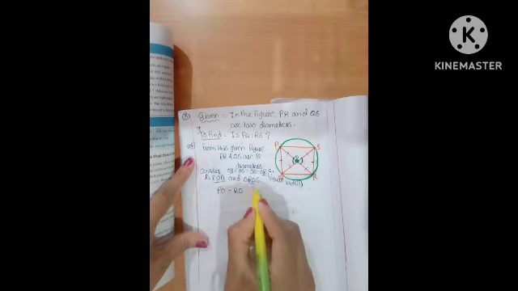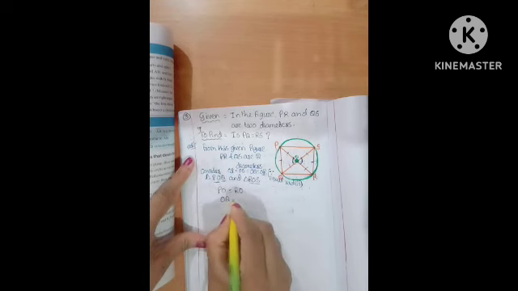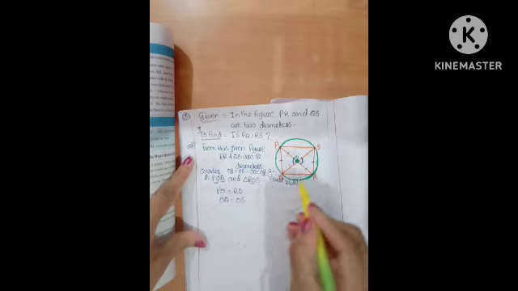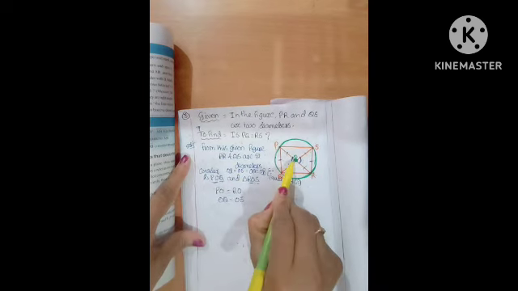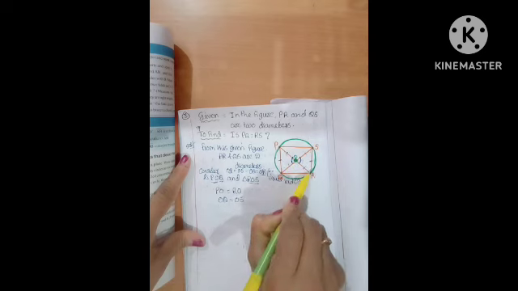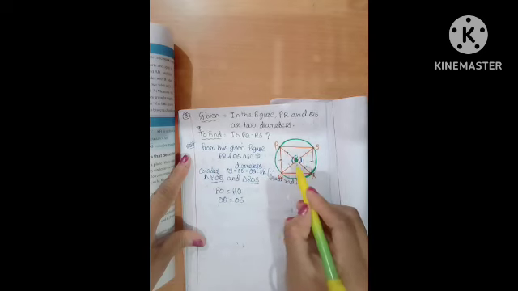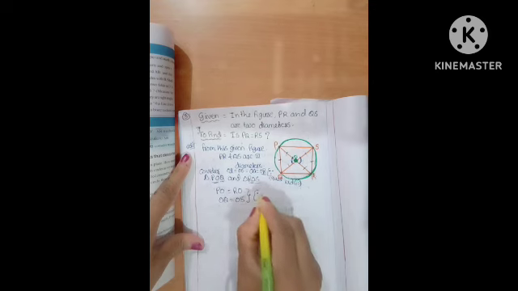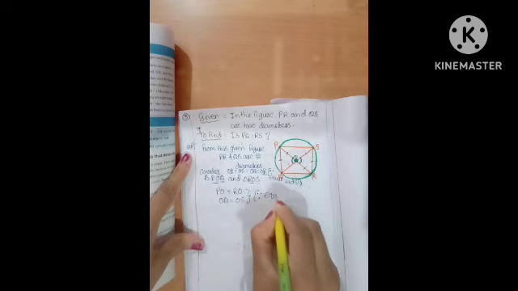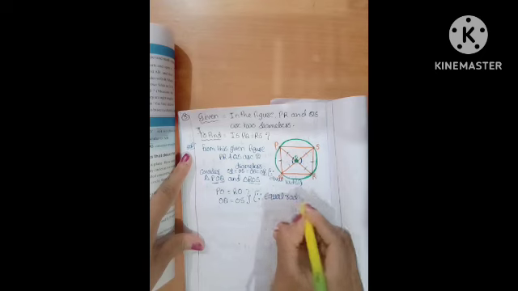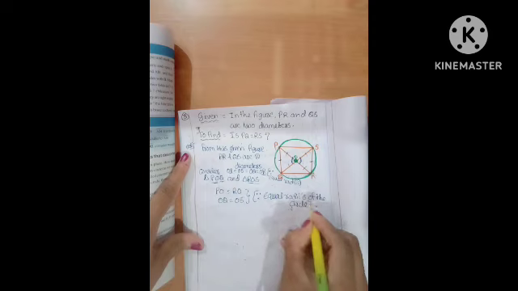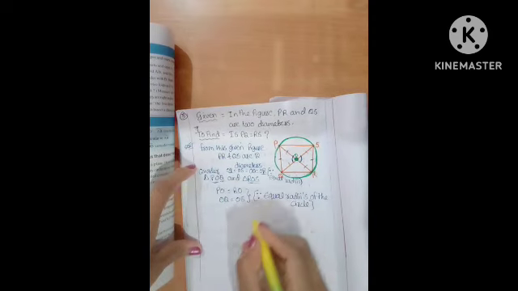Next, OQ is equal to OS. Here PO is equal to OR, and OQ is equal to OS. Why are they equal? Since these two are equal radii of the circle. Okay, equal radii, that's over.